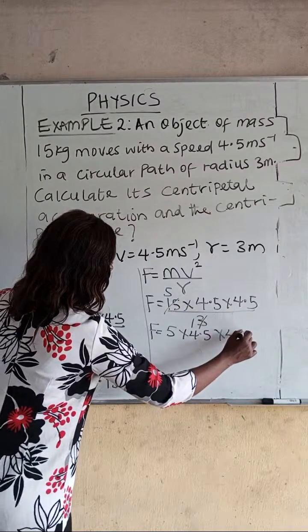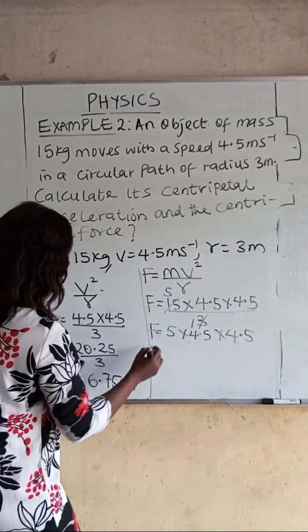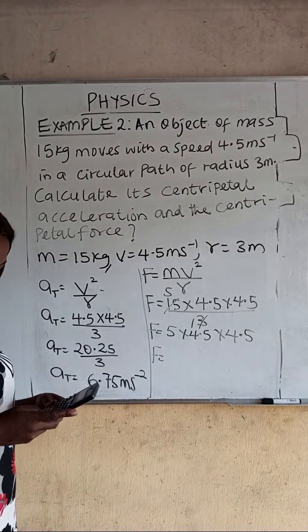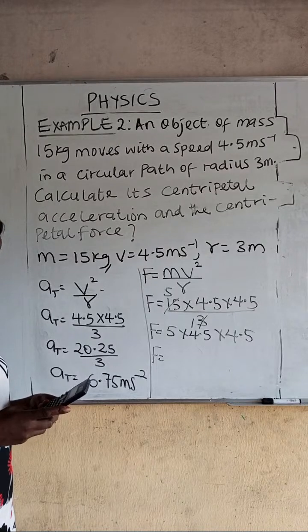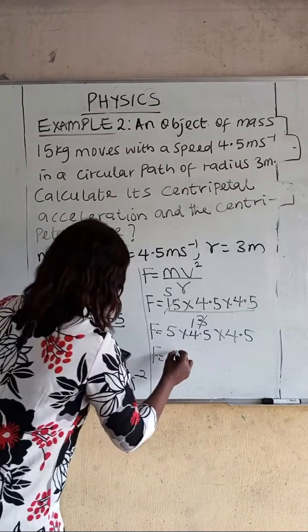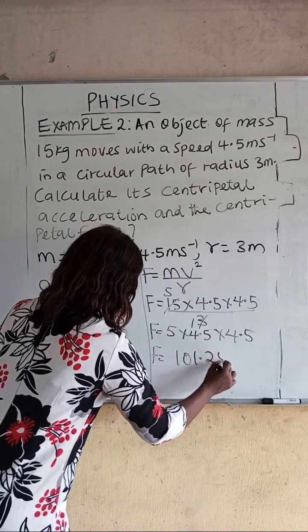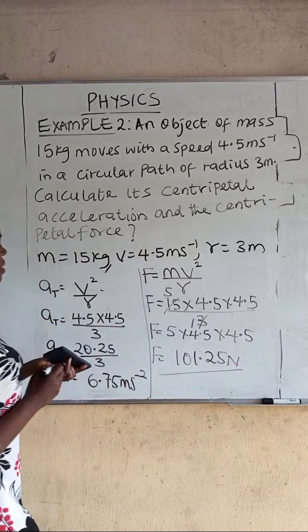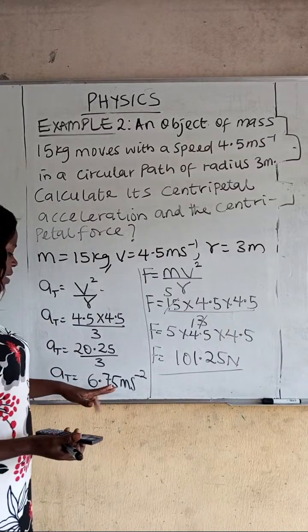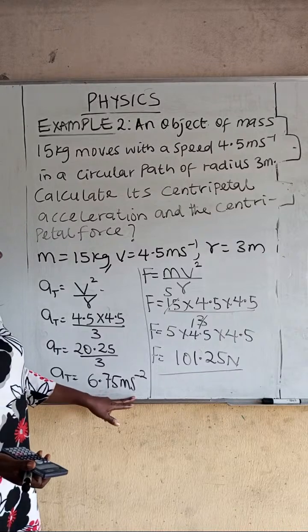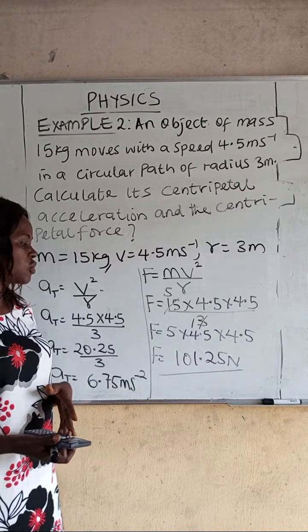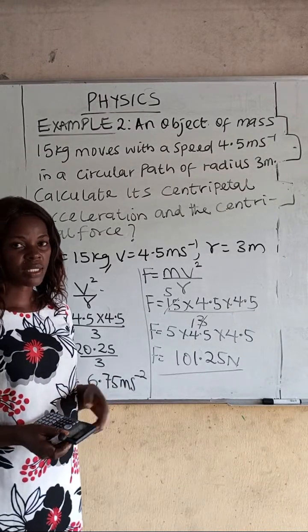times 4.5. Now with the help of calculator, we say 5 times 4.5 times 4.5. My answer to this question is 101.25 Newton. Do we understand? So we are correct. We got our acceleration at 6.75 meters per second squared, and our force to be 101.25 newtons. Is that clear? Okay.